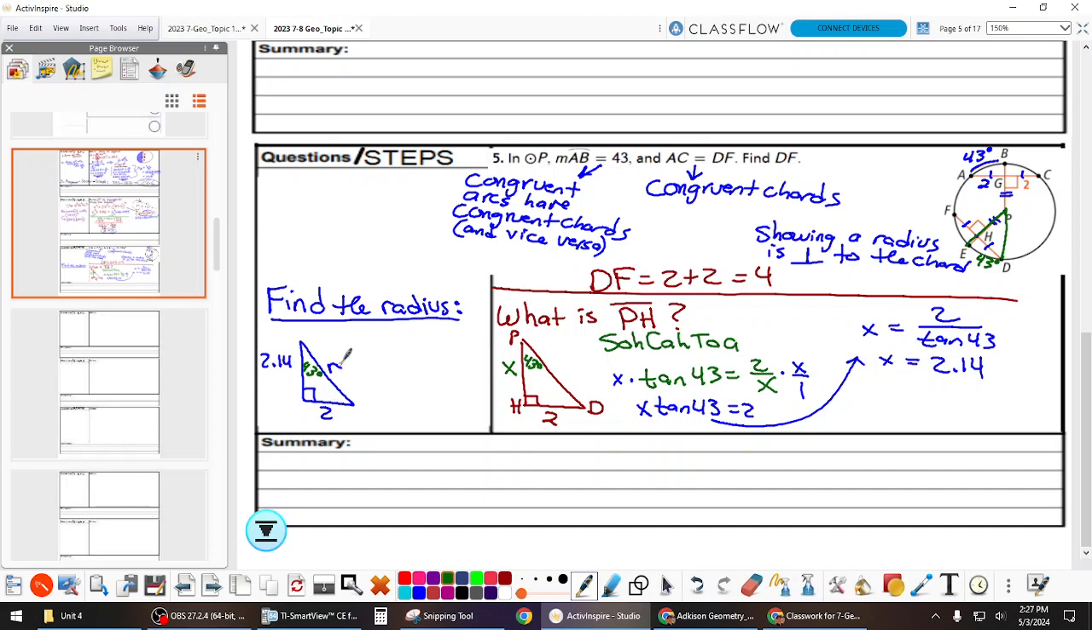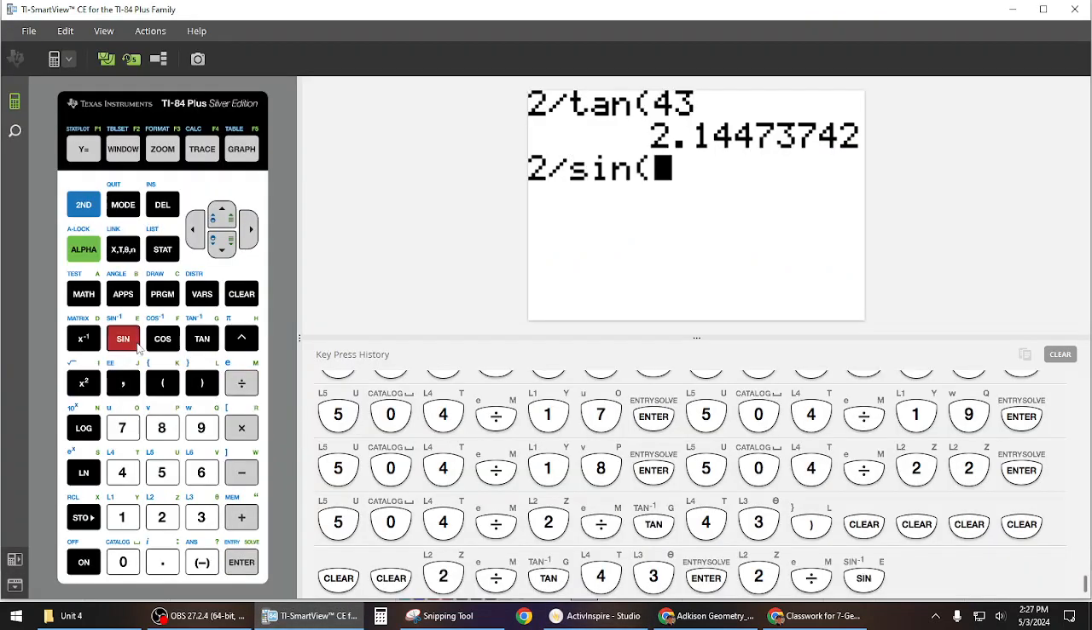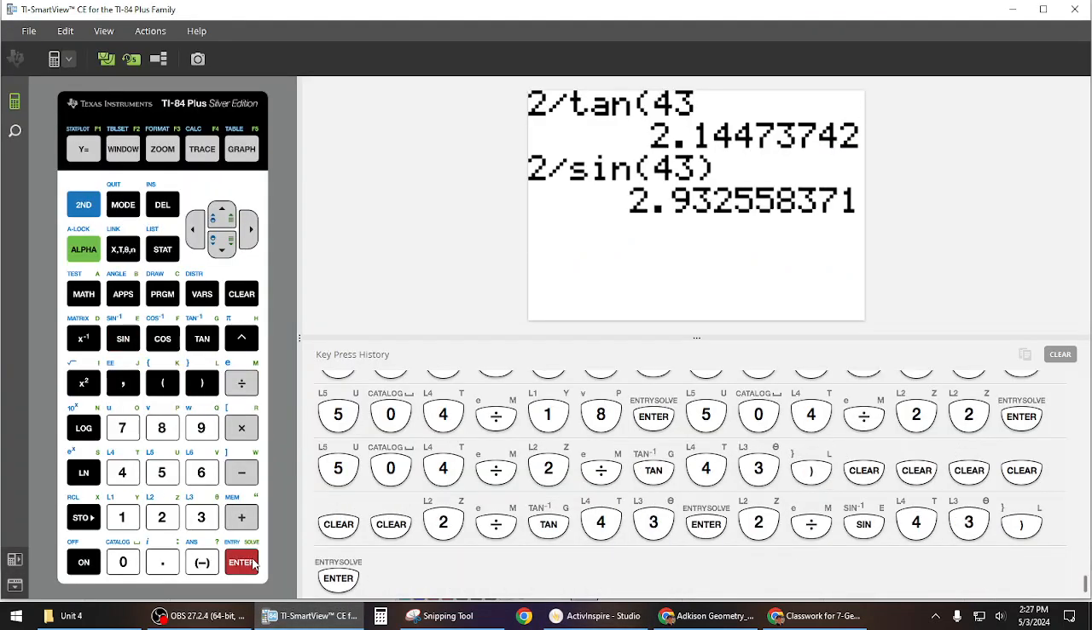Is that SOH, CAH, or TOA? So, sine. That's sine, right? Opposite over hypotenuse. So, Pythagorean theorem or sine. Sine of 43 equals 2 over r. So r equals 2 over sine 43. And we get 2.9.